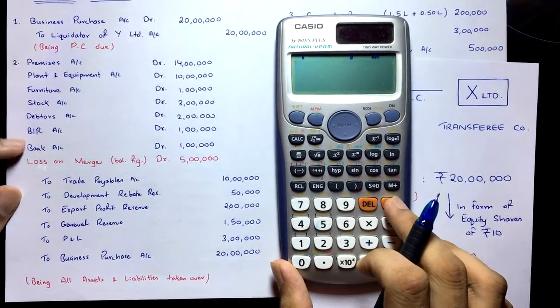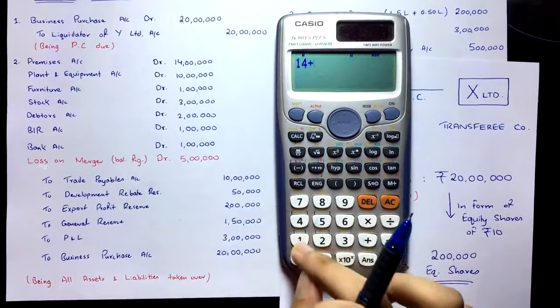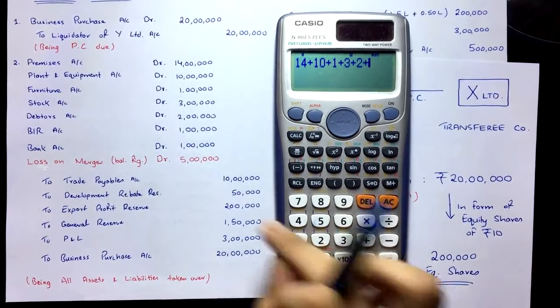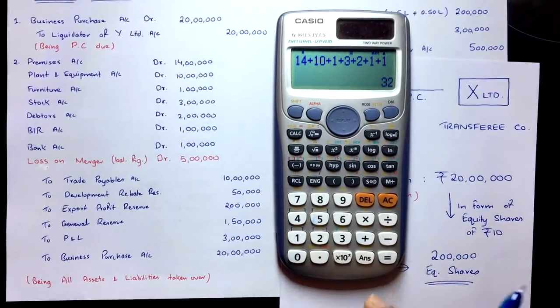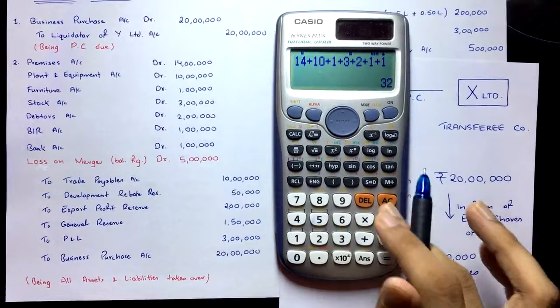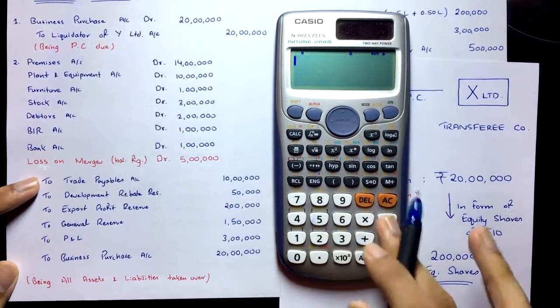First, let's add up the debit side. All the assets: 14,00,000 plus 10,00,000 plus 1,00,000 plus 3,00,000 plus 2,00,000 plus 1,00,000 plus 1,00,000. That is equal to 32,00,000, all the assets. Fine. Remember that. And then see the credit side. See, add up all this.